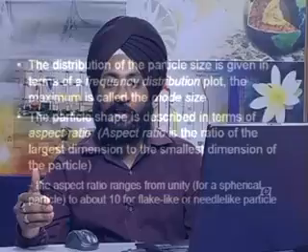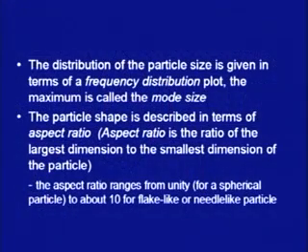Similarly, as mentioned here, the aspect ratio ranges from unity for a spherical particle to about 10 for a flake-like or needle-like particle. If you take the example of a sphere, a sphere has only one geometrical entity, that is, it can be specified with the help of a radius. Now, radius is constant. If we take the ratio of maximum r to minimum r, it gives us r by r, because r is equal to r, it gives us a value of unity.